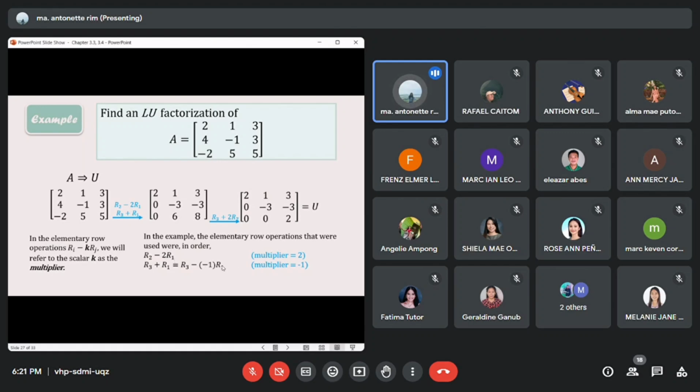The second row operation is R3 plus R1, which is R3 minus negative 1 times R1, to make it positive. So our multiplier is negative 1. For the third operation, R3 plus 2R2 equals R3 minus negative 2 R2. Again it should follow the form. So our multiplier is negative 2. That is how we get the multipliers.